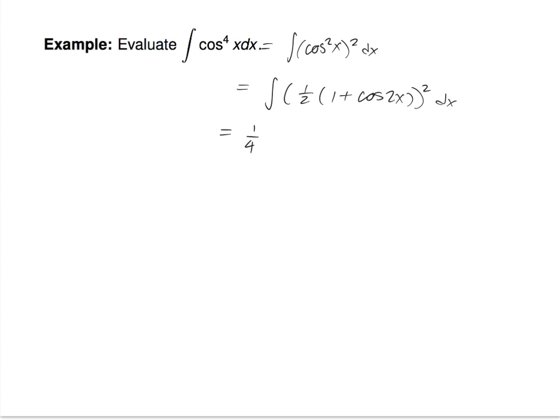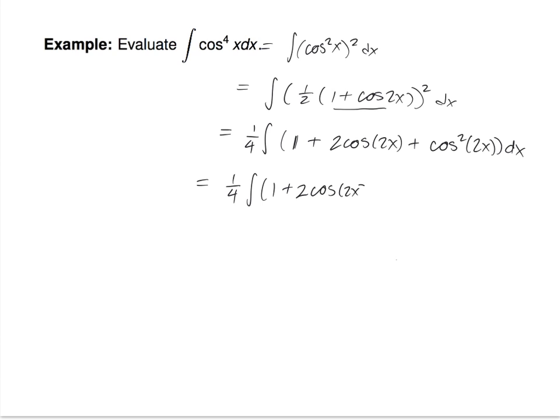So the half squared makes a quarter. I'm going to pull it out of the integral. What does the 1 plus cosine of 2x become when it's squared? 1 plus 2 cosine 2x, very good, plus cosine squared 2x. It is useful if you can do things like square binomials quickly. Okay, first term good, second term good, third term, we repeat. So we'll have 1/4 integral of 1 plus 2 cosine of 2x plus 1/2 times 1 plus cosine 4x. With these, you double the original angle. Since the original angle was 2x, double it, you get 4x.